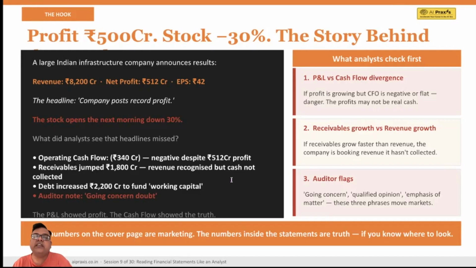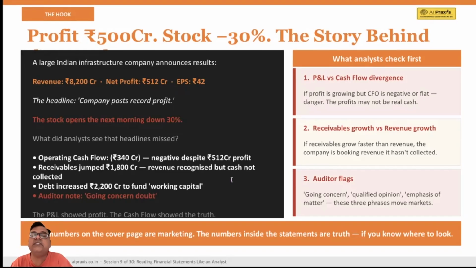Let's start with the operating cash flow, which is, you remember, CFO, this is what we discussed earlier. So that is 340 crores. Let's understand this carefully, right? What CFO tells us is how much actual cash the business generated from operations.